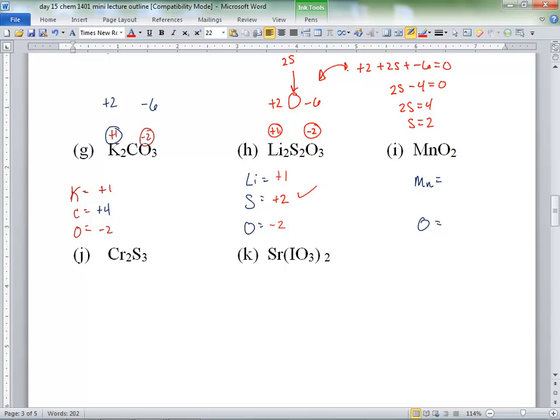Oh, each O is always negative 2. Its total's negative 4. You're right, but each oxygen's negative 2. So in our answers, and they want to know what the oxidation states are, they're these, right? Does this make sense, Gilbert? No. Okay. 3 times negative 2 is negative 6. You're trying to add up all of these. You have 2 lithiums, 2 sulfurs, and 3 oxygens. You have to add up all those numbers, and you better get 0.